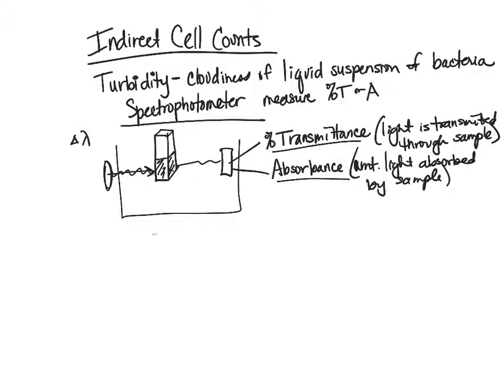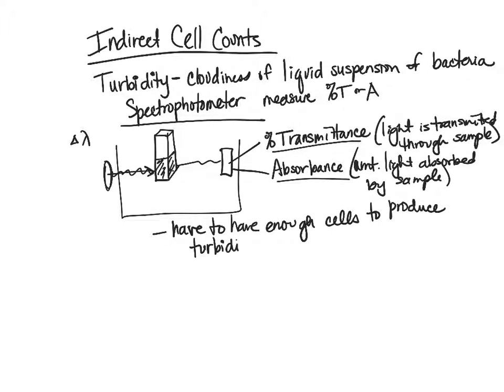So some downfalls of this, or just some parameters for this, is that you have to have enough cells to produce turbidity. So again, you could have lots and lots of viable cells in there, but if it's not enough to be turbid or have some sort of cloudiness, then you're not going to get a number for that.